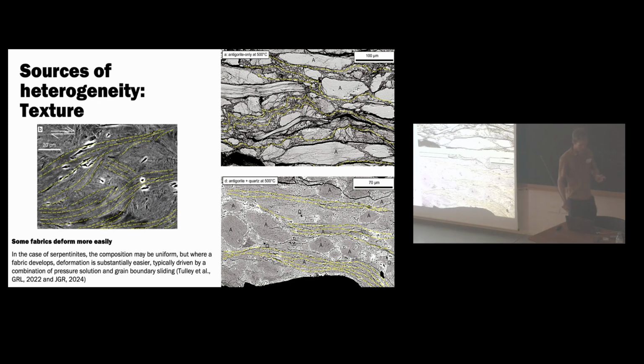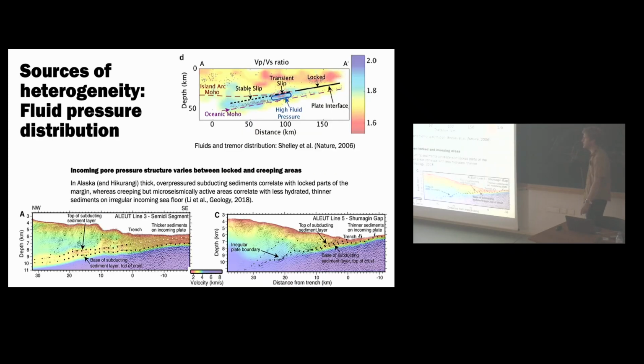So the trick of increasing solubility is basically a way of getting slow enough strain rates in the lab to create the structures we see in nature. Fluid pressure, obviously that keeps coming up as well, as a way of creating heterogeneity. It can change slip style.